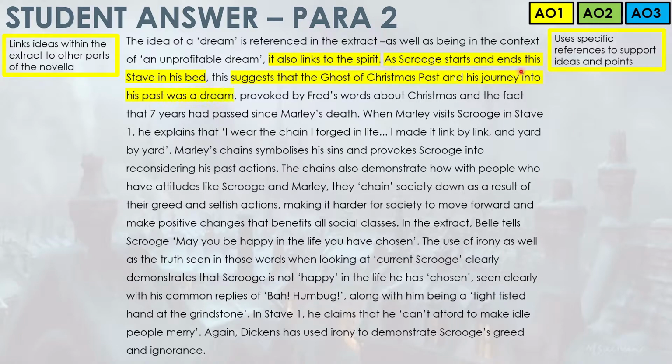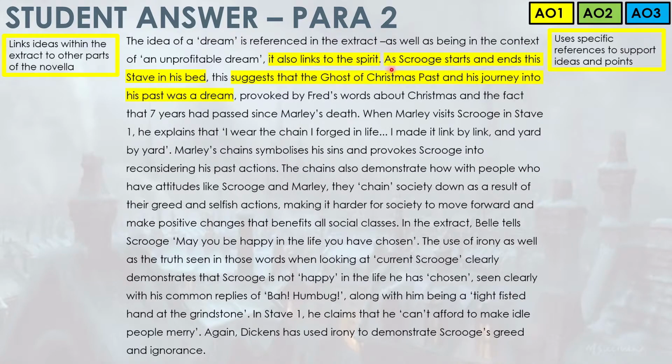As Scrooge starts and ends this journey in bed, this suggests that the ghost of Christmas Past and his journey into the past was a dream. Now, not only is this a lovely idea that there's a link between dreaming and the supernatural, but this is really helpful for you guys to remember that this is a reference. There is no quote used here.